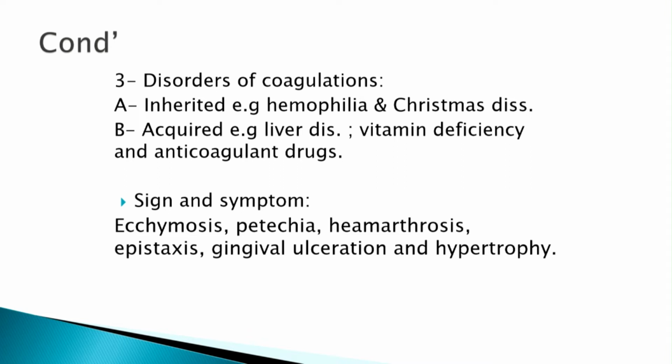Another classification is disorders of coagulation. That means there is a deficiency of one of the coagulation factors, and this will also lead to bleeding. This can be further classified into inherited, such as hemophilia and Christmas disease, and also acquired, as in case of liver disease or vitamin deficiency, or even in certain situations where the patient is taking anticoagulant drugs. These drugs increase the blood flow and prevent thrombus formation, such as warfarin, or sometimes coumarin, and even antiplatelets, such as aspirin.